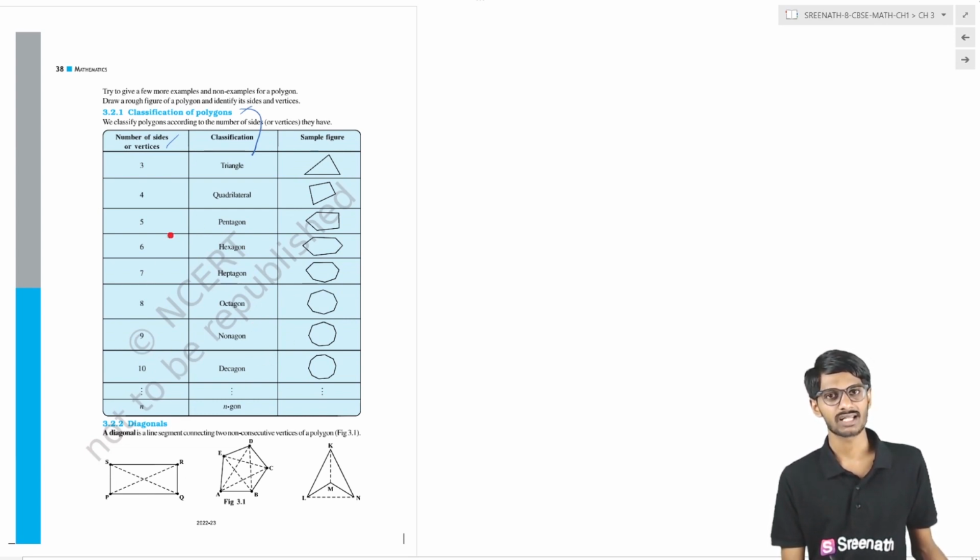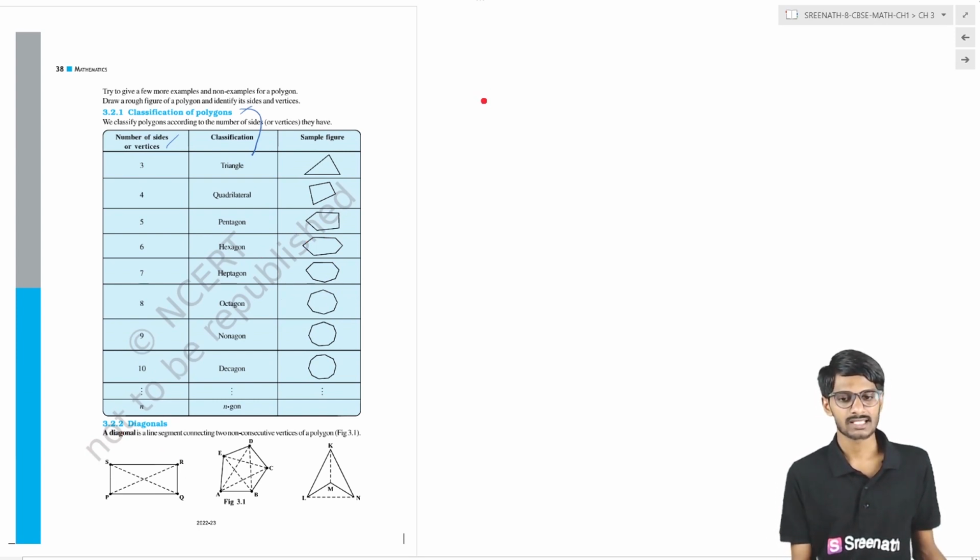So these are the different types of polygons, and their sample figures are like that. This is having 3 sides and 3 vertices, 4 sides and 4 vertices, 5 sides and 5 vertices, 6 sides, 7 sides, like that. So this is the classification of polygons, students. What next? Diagonal.